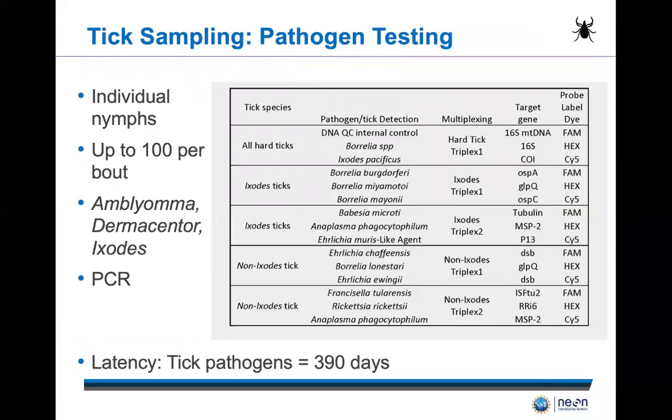After ticks are identified, the nymphs are sent to another laboratory for PCR-based testing, and we test up to 100 ticks per bout. And the pathogens for which they are tested are dependent on the genus of the tick. So Ixodes ticks are tested mostly for Borrelia species pathogens, as well as the pathogens that cause babesiosis, anaplasmosis, and ehrlichiosis. And then non-Ixodes ticks are tested for pathogens causing ehrlichiosis, tularemia, Rocky Mountain spotted fever, and anaplasmosis. And the latency for tick pathogen data product is 390 days.